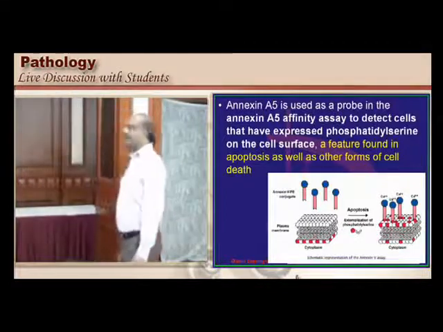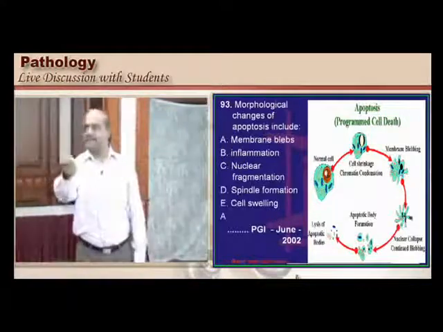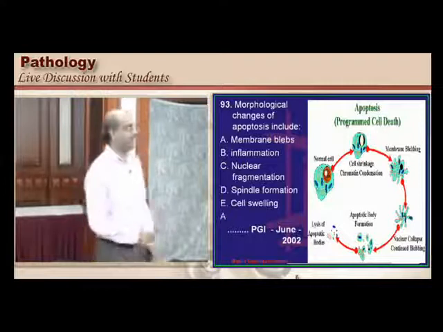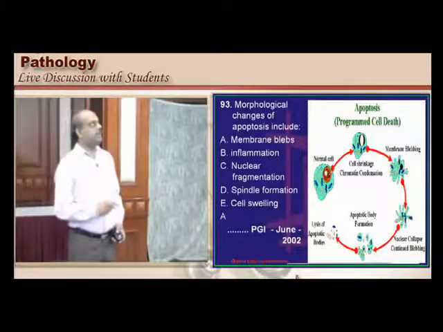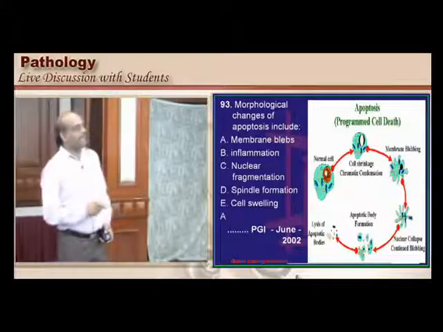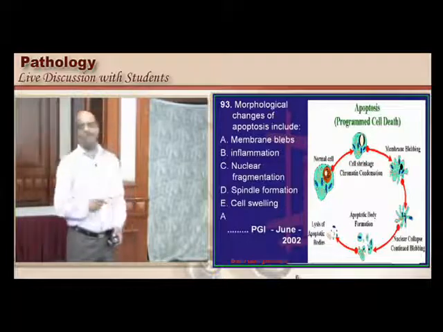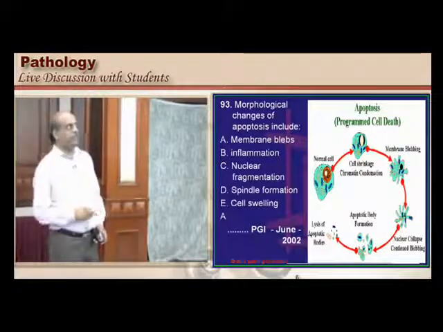The laboratory guys are very smart. They will recognize one property somewhere and use it as a label to recognize something else. That is a very good way of doing it, right? Now, what are the morphological changes in apoptosis? As you know, membrane bleb formation, nuclear fragmentation, cell swelling, but there is no... membrane bleb formation and karyorrhexis, they are the two things. No inflammation will be found is what needs to be remembered.